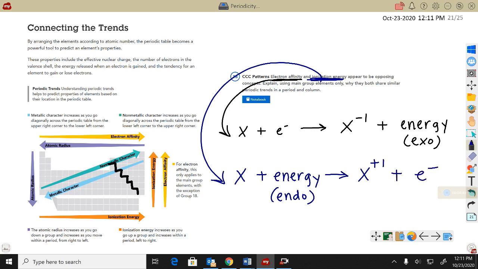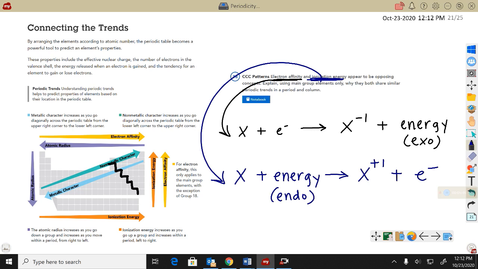So I agree with this first part of number 18, that they do appear to be opposing concepts. One of them gains energy, one of them releases energy, one of them forms a positive ion, the other forms a negative ion. One's about losing the electron, the other's about gaining the electron. Absolutely, they appear to be opposing forces.